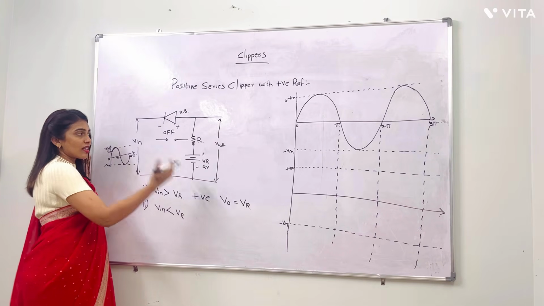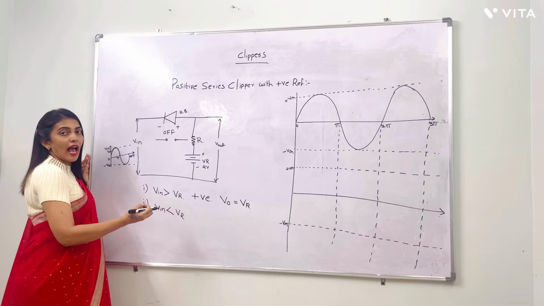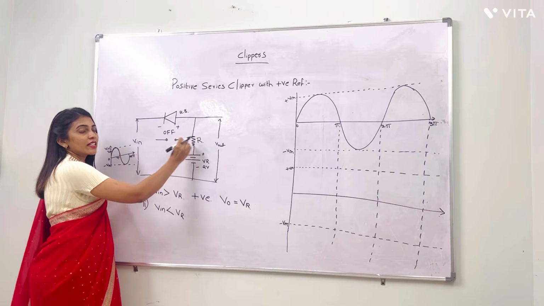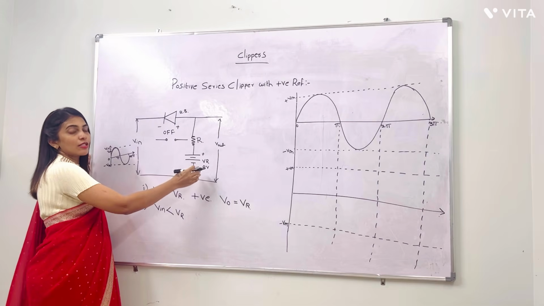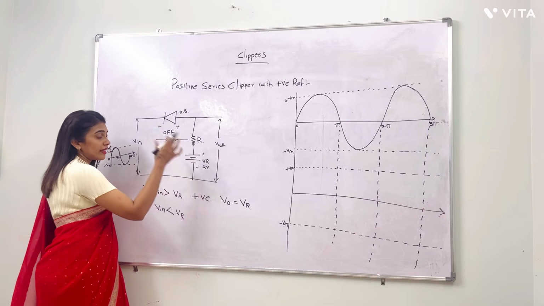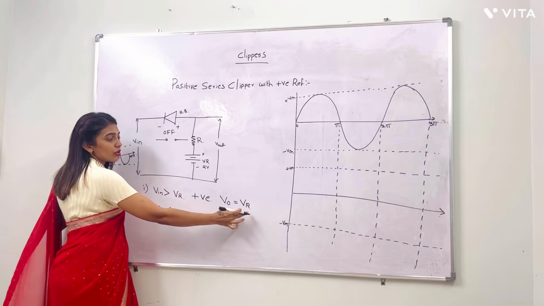Generally we have the output voltage as 0, but here we are giving some external voltage. Let that voltage be 2 volts or 3 volts. In that condition Vo is equal to VR.